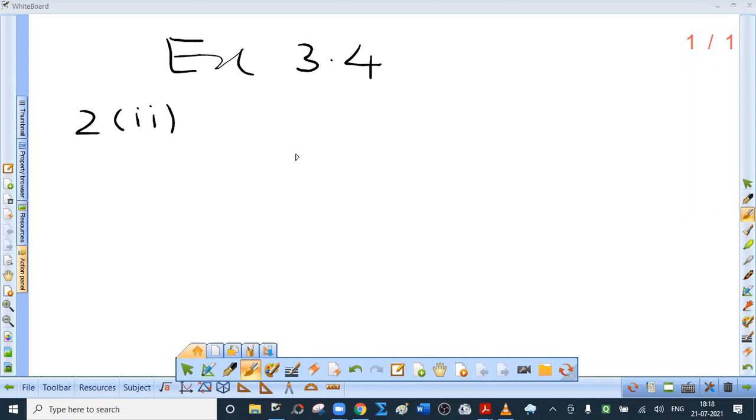But minus sin theta is sin of minus theta. And I can say that cos A minus cos B is 2 sin of A plus B by 2 into sin of B minus A by 2.